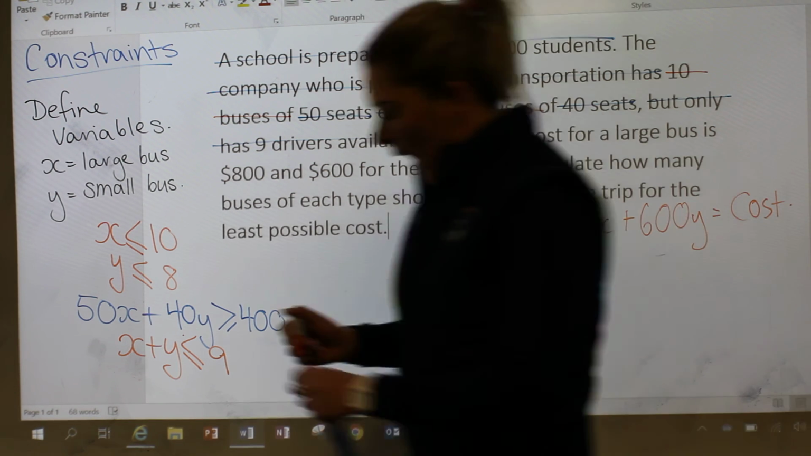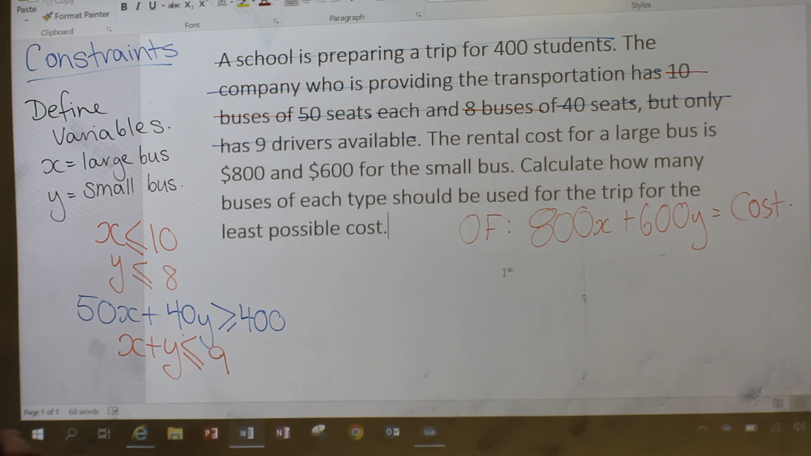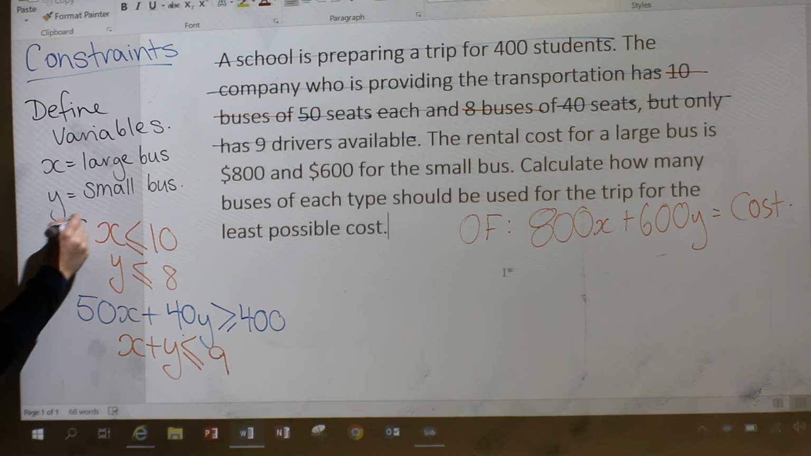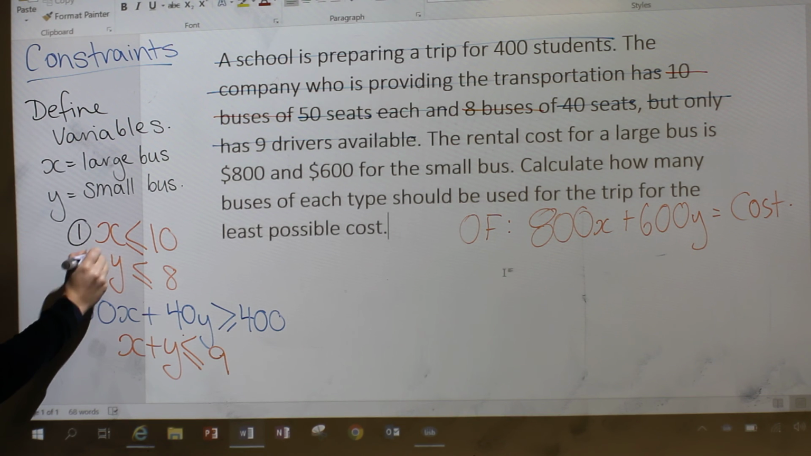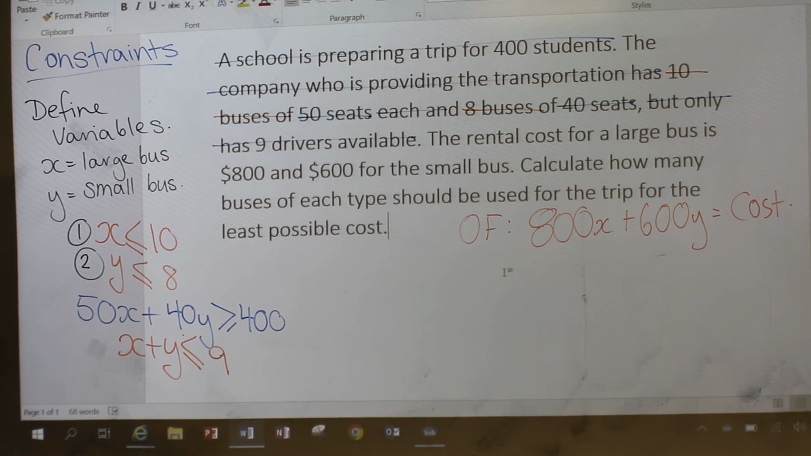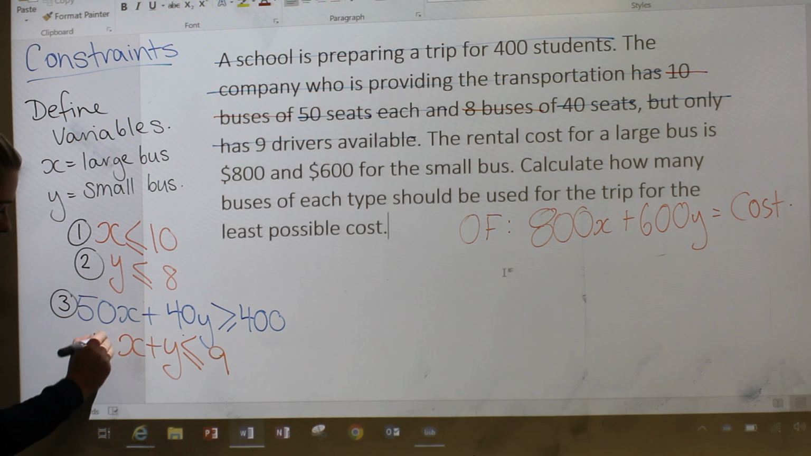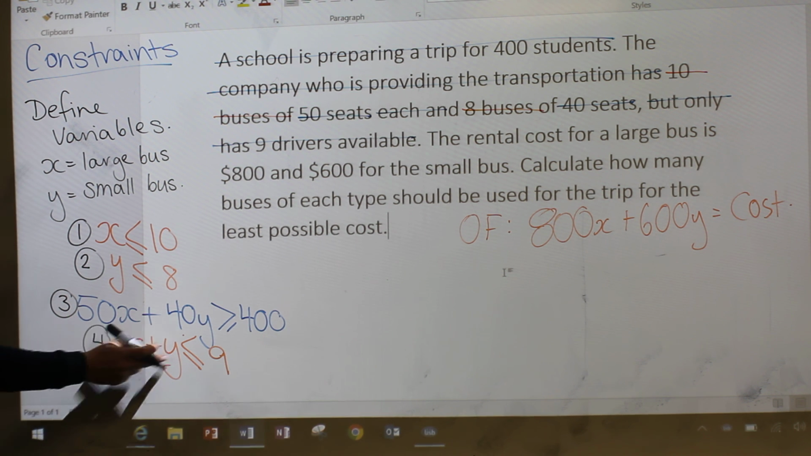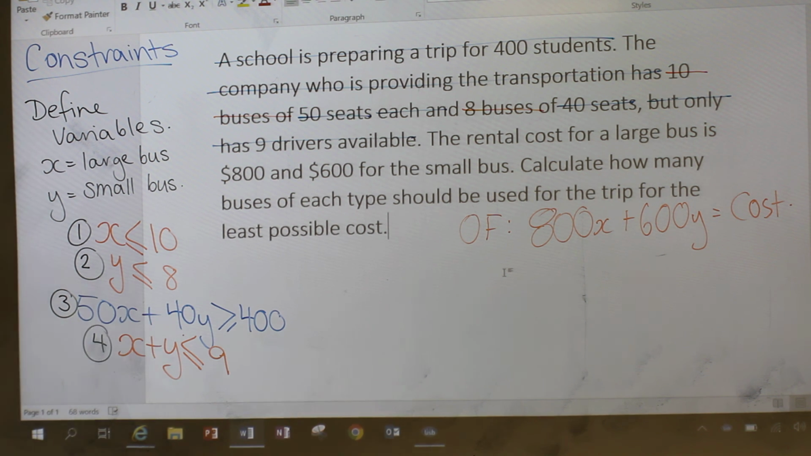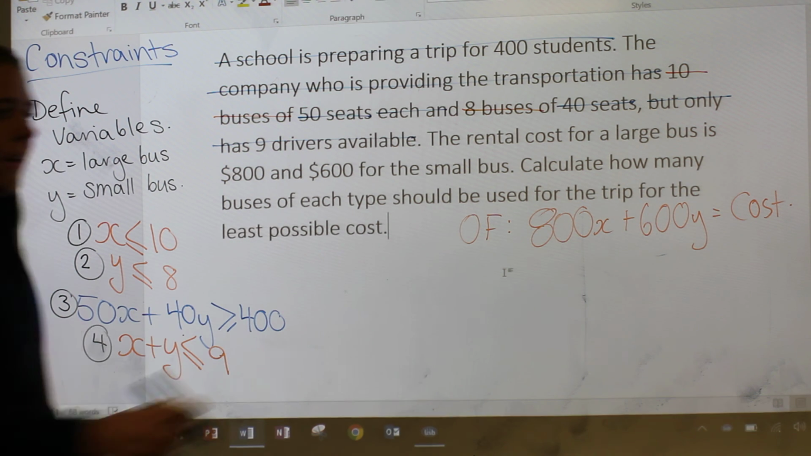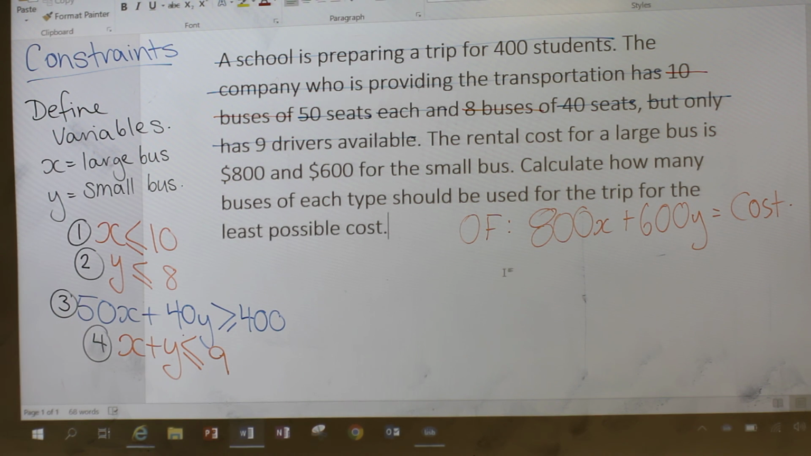Okay, so you have 4 functions in this example. We know that there are a maximum of 10 large buses. There is a maximum of 8 small buses. We need to get 50 kids on a large bus, 40 kids on a small bus, and it has to be greater than or equal to 400. And we know that we've only got 9 drivers, so the total number of my 2 buses has to be less than 9. And finally, I have my objective function there telling me the cost overall.